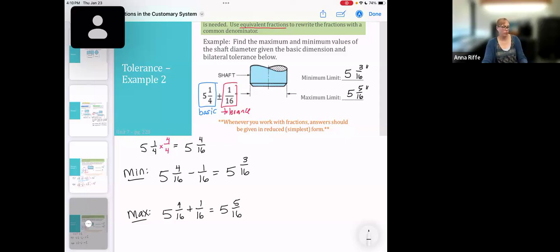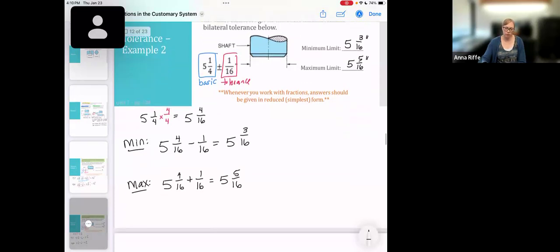Okay. Questions about either of those problems or this process? We are going to do some more examples, but we have one concept to talk about first. Okay. Sounds good.